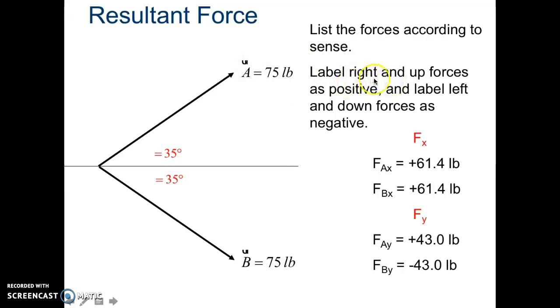So label right and up forces as positive and left and down forces as negative. So we know that the force of person A in the x direction is going to be positive. The force of person A in the y direction is going up, so that's going to be positive. Person B is still pulling to the right. Oh, those are both x's. They're both pulling to the right. Person A is pulling up, so they're going to be positive. Person B is pulling down.